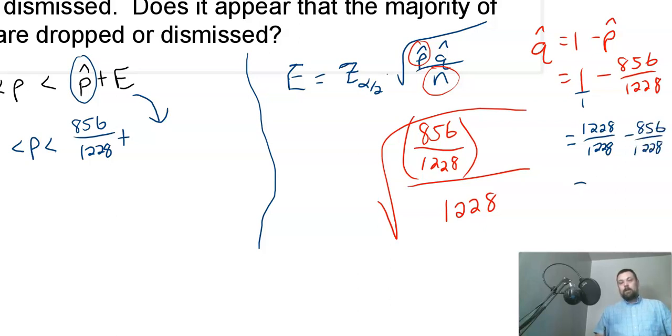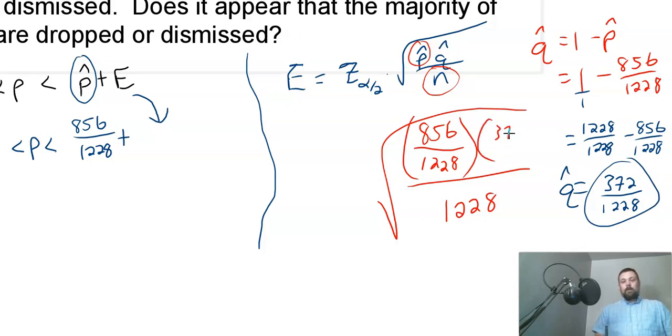And now that I have the same denominator, I can subtract these. So it'll be 1228 minus 856, which is 372. So I get 372 over 1228. Don't bother reducing it. It actually works out better having all these denominators be the same. So this is Q hat right here. So that's what I'm going to plug in for Q hat. And so here we're going to have 372 over 1228.